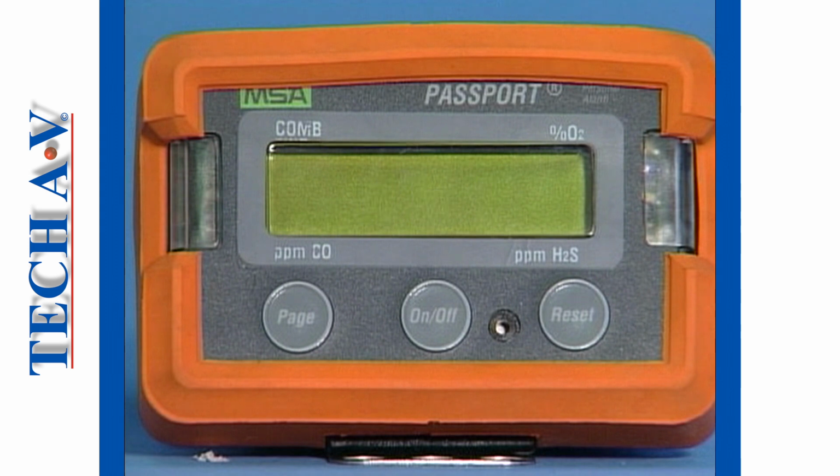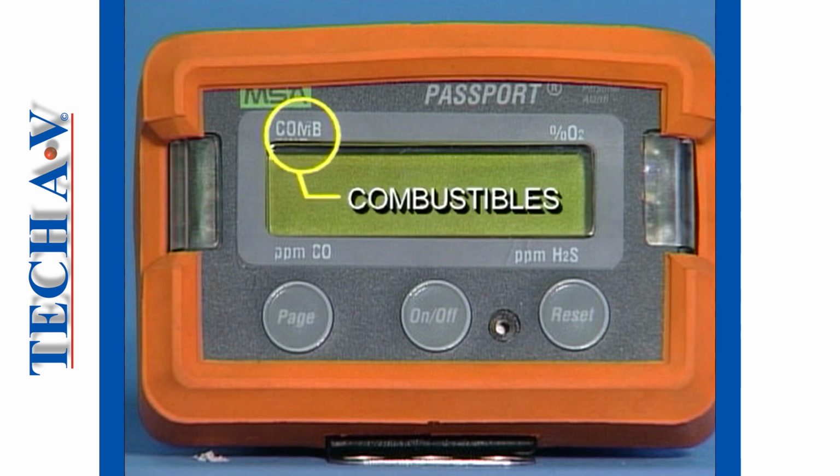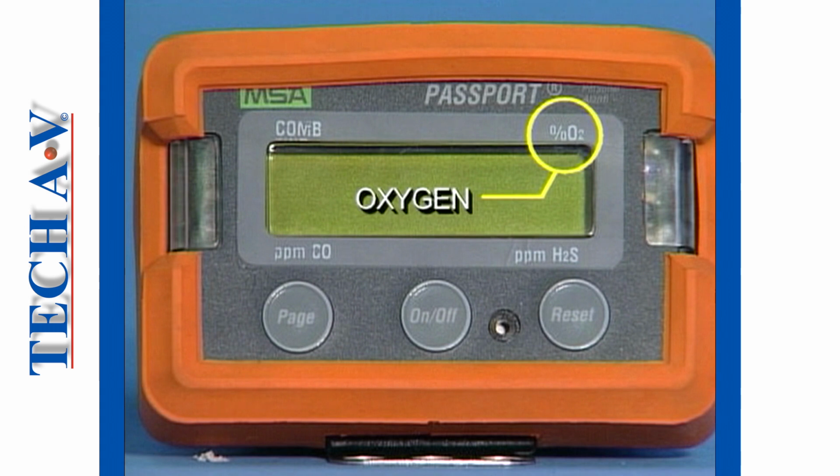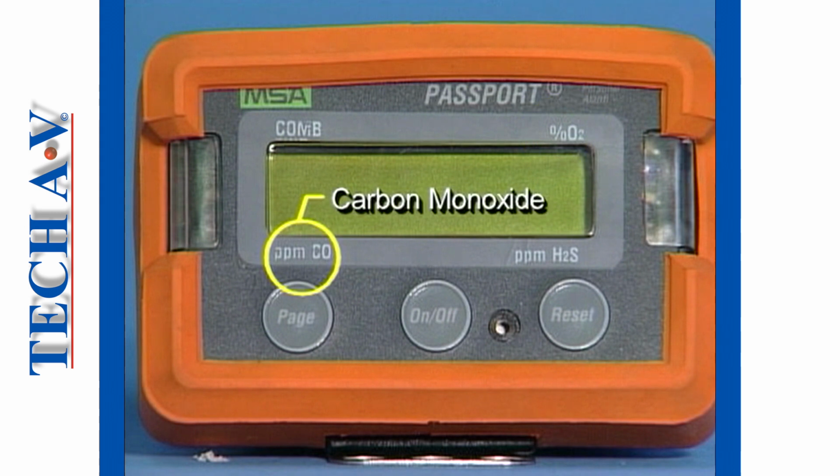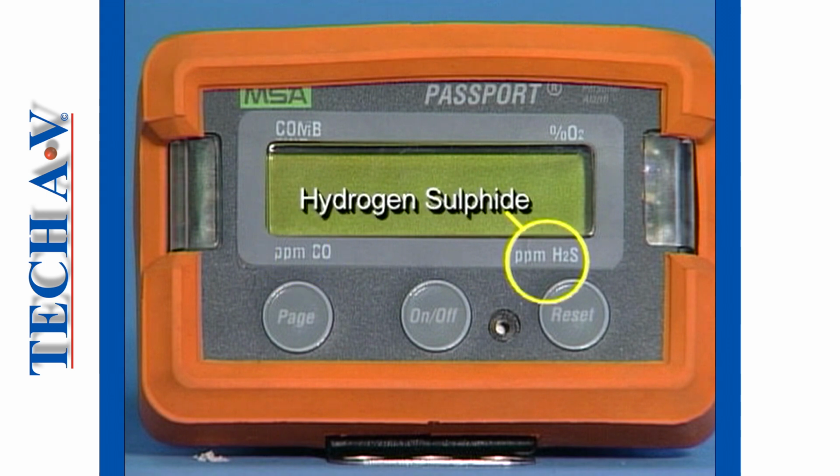The readings supplied by this unit are COMB for combustible gas, O2% for oxygen concentration as a percentage by volume, ppm-CO for carbon monoxide levels in parts per million, ppm-H2S for hydrogen sulfide level, also in parts per million.